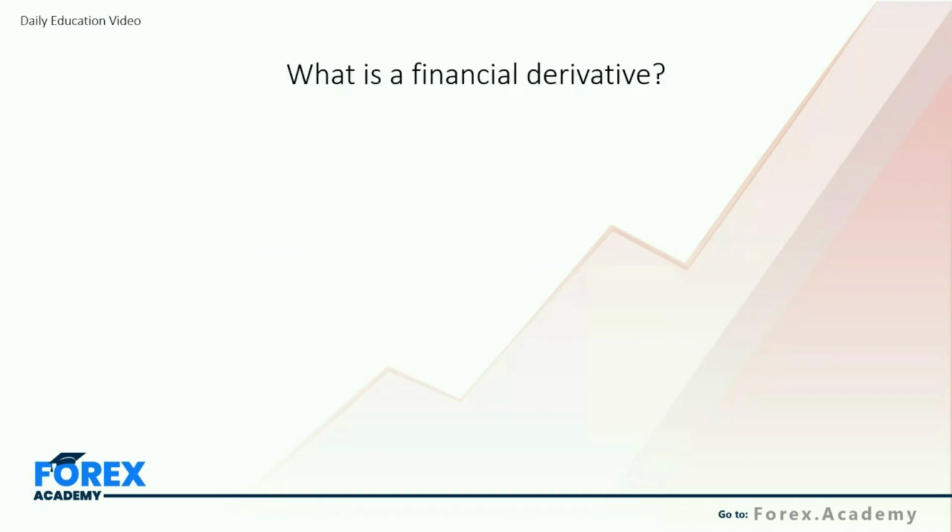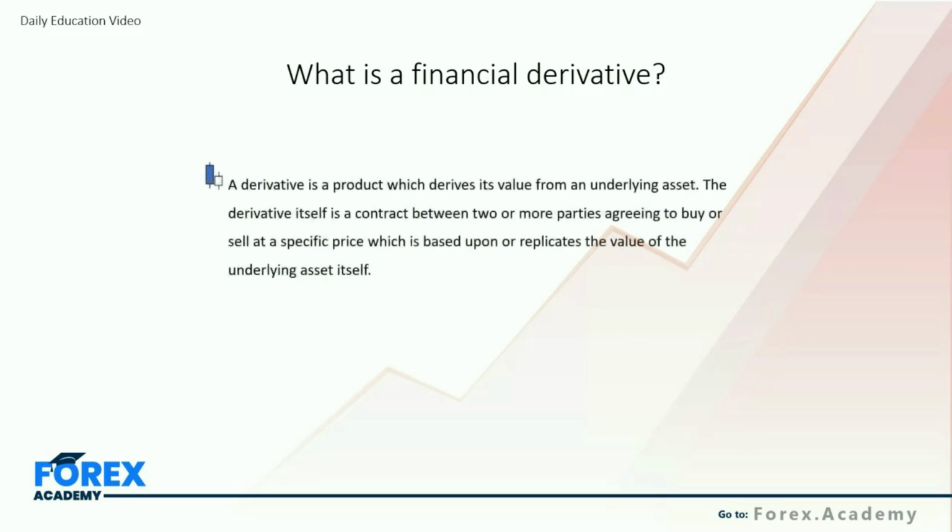So let us ask ourselves the most important question, of course: what is a financial derivative? Well, a derivative is simply a product which derives its value from an underlying asset. The derivative itself is a contract between two or more parties agreeing to buy or sell at a specific price, which is based upon or replicates the value of the underlying asset itself.